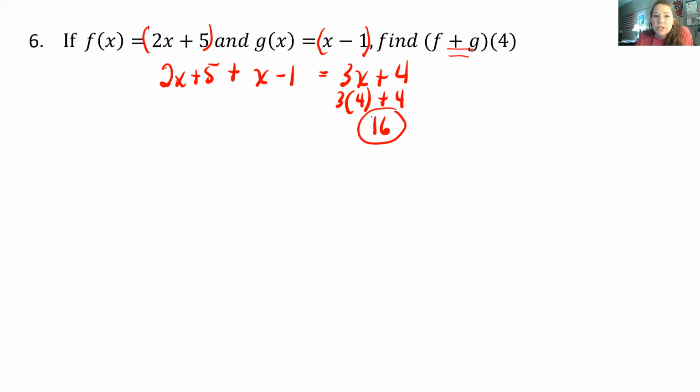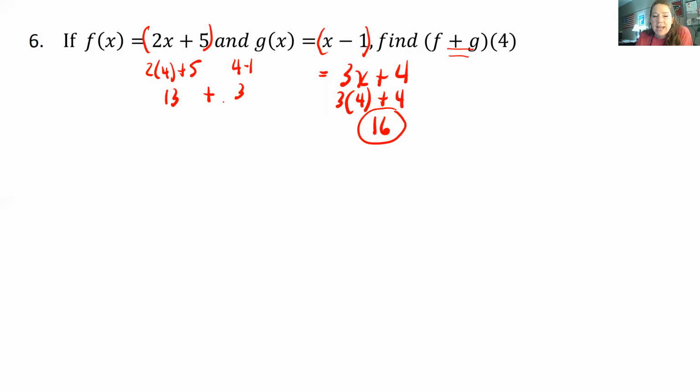Awesome. Now I want to show you a different way. We could have gone ahead and substituted 4 into both of the expressions first and then added them together, and hopefully we'll get the same answer. So 2 times 4 is 8, and 8 plus 5 is 13. And then the second one, 4 minus 1 is 3.